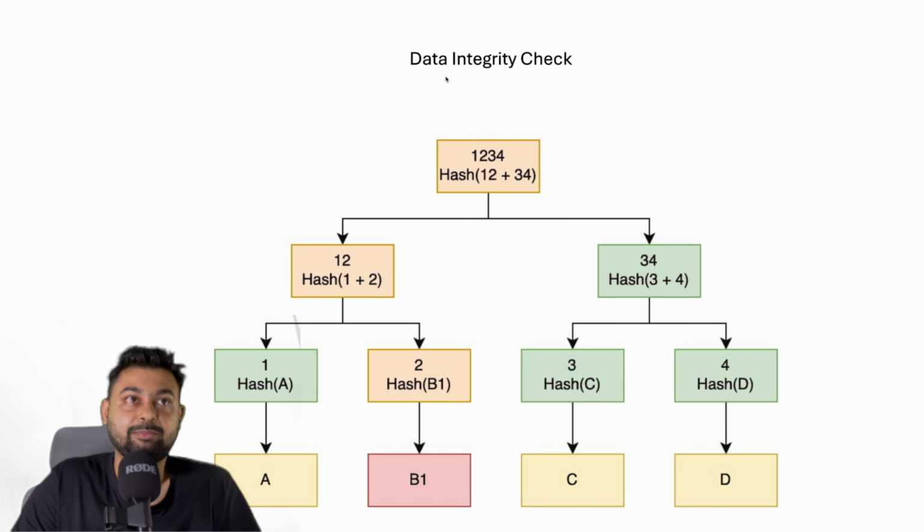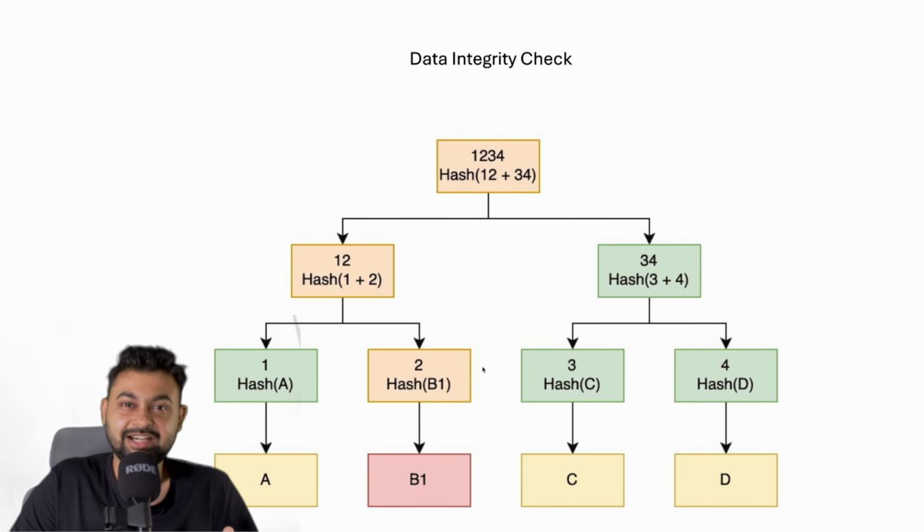As a result, suppose this is a large file and it came to us, and we are trying to check whether the data integrity has been compromised or not. In those cases, we have checked that the sub hash of B got corrupted.